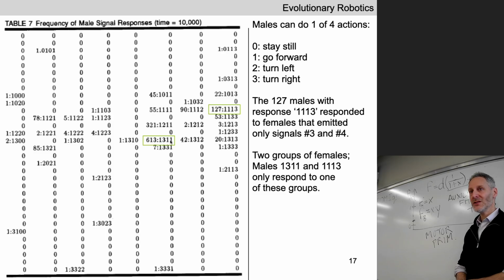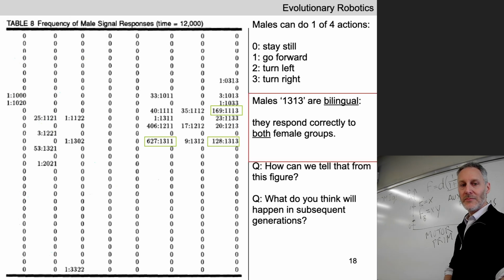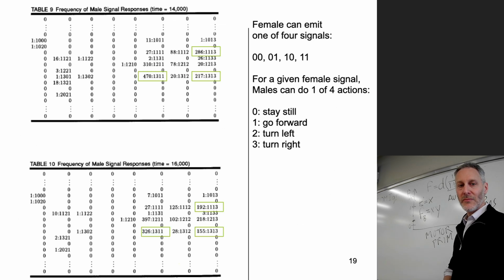That particular group of males, the ones that know what to do when they hear songs 1 and 2, and know what to do when they hear songs 3 and 4, they're already here. There's 20 of them. What do you think's going to happen when I continue to flick through this slide deck? There's going to be more of them. Keep an eye on 1313. 1313 at 14,000, 2,000 time steps later. 1313, you've actually dropped in numbers.